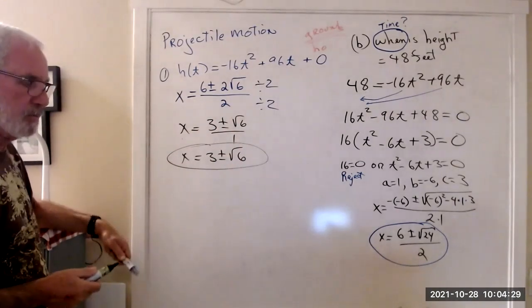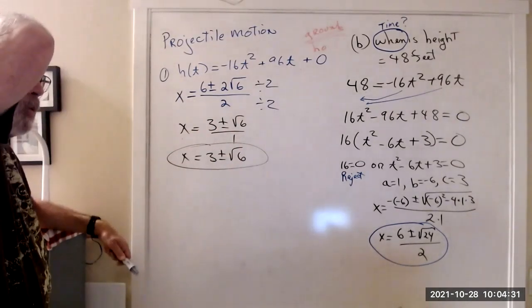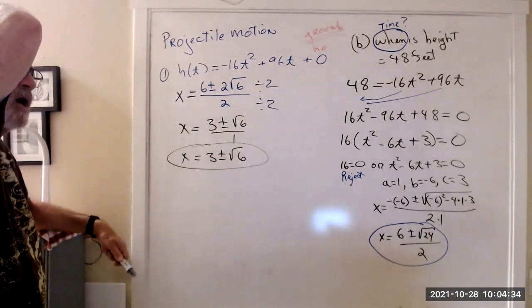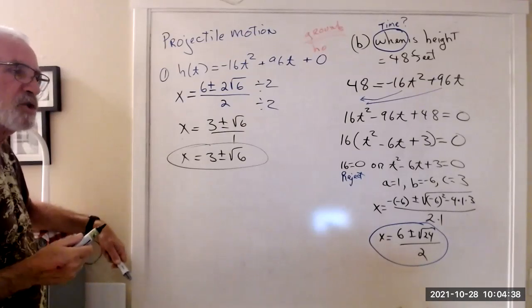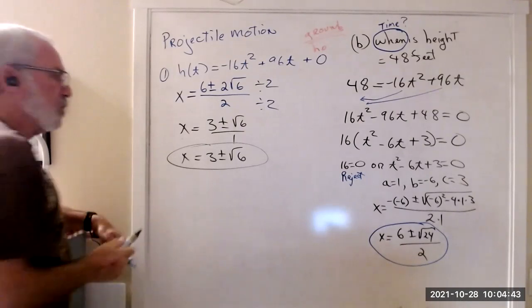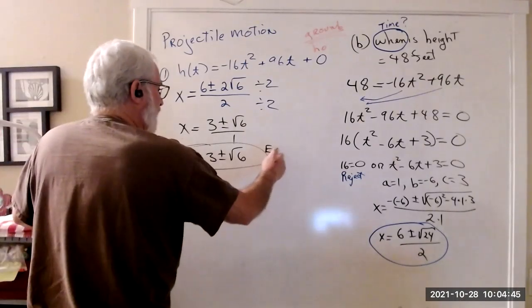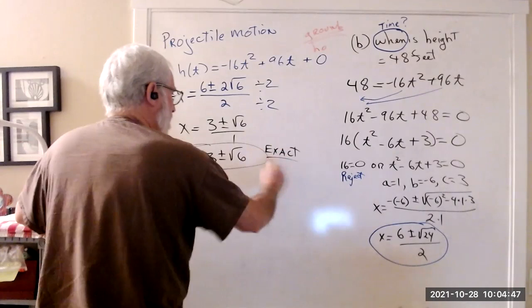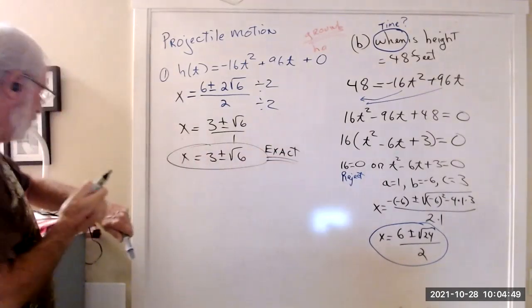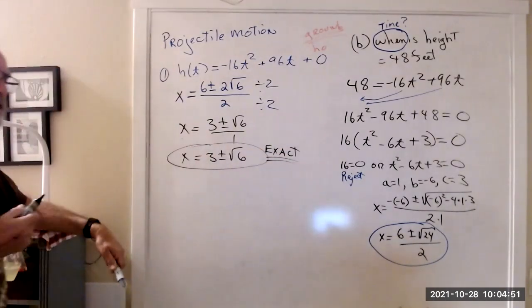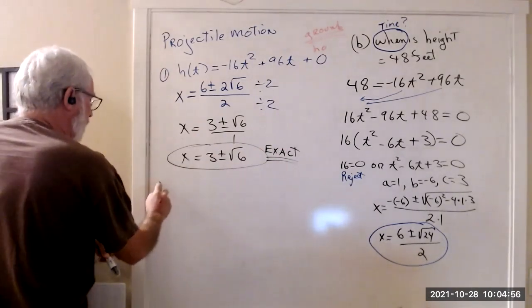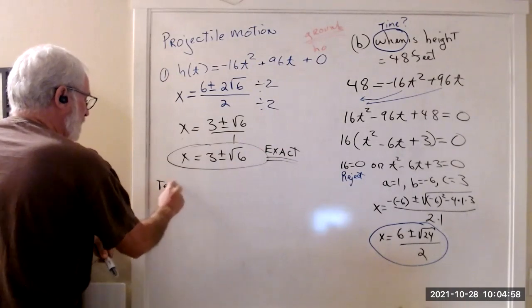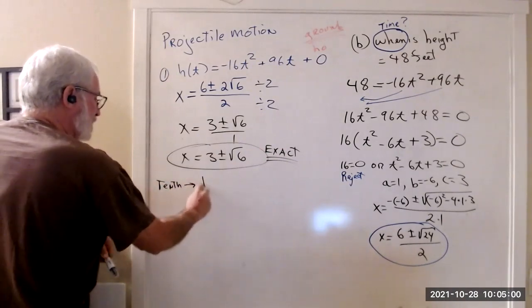We get 2 answers. However, what if I said, I want you to round your answer to the nearest tenth. This is called an exact answer. What if I said round your answer to the nearest tenth? That implies, if I say tenth, T-E-N-T-H, that implies decimals.